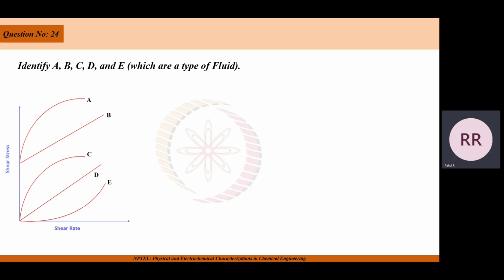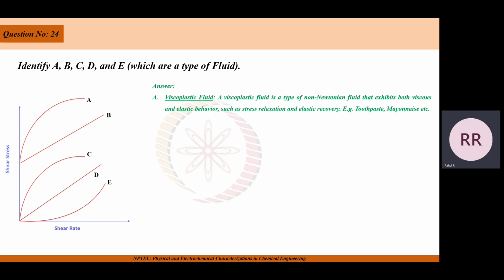Okay, now let's discuss the answer. So the first one corresponds to viscoplastic fluid. A corresponds to the graph for a viscoplastic fluid. A viscoplastic fluid is a kind of non-Newtonian fluid that exhibits both viscous and elastic behavior, such as stress relaxation and elastic recovery. The examples for a viscoplastic fluid are toothpaste, mayonnaise, etc.